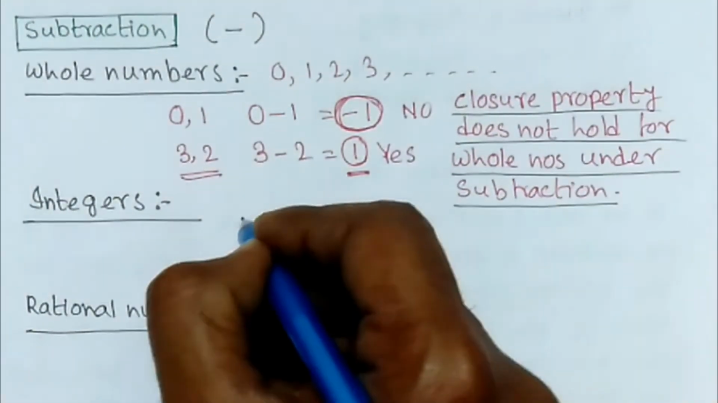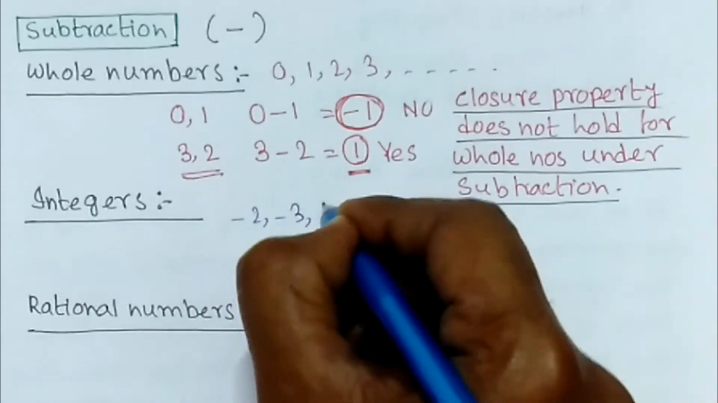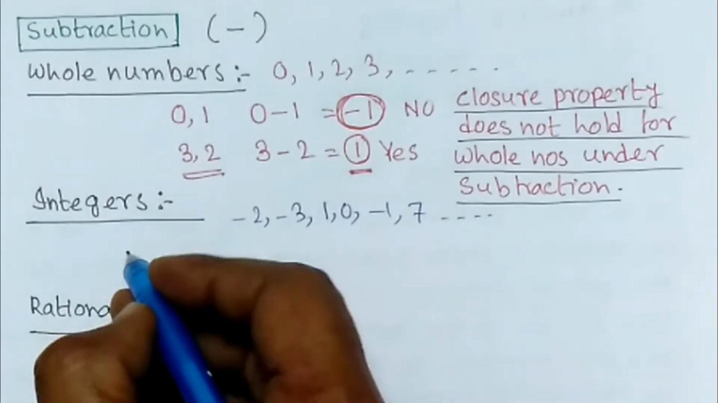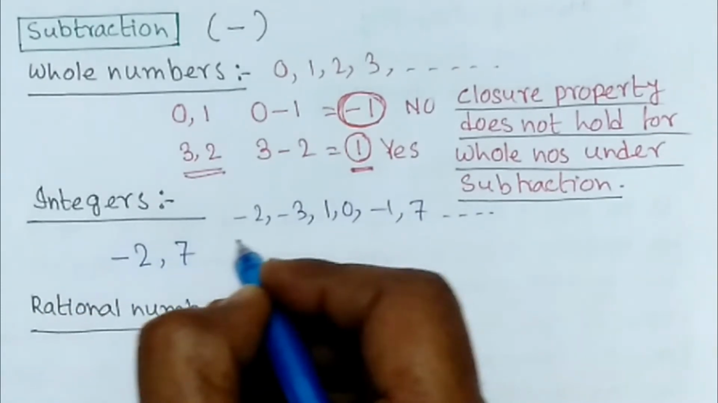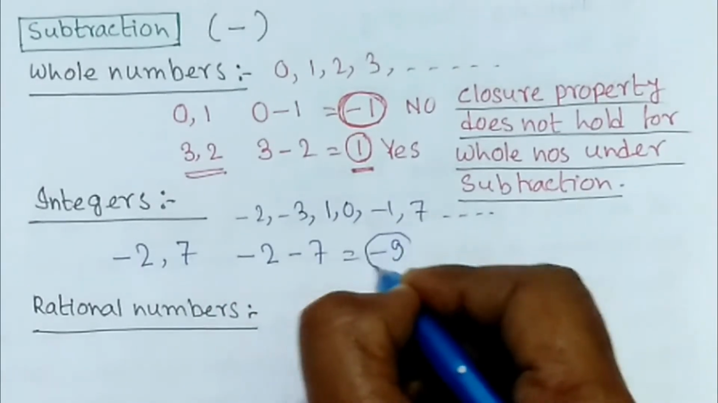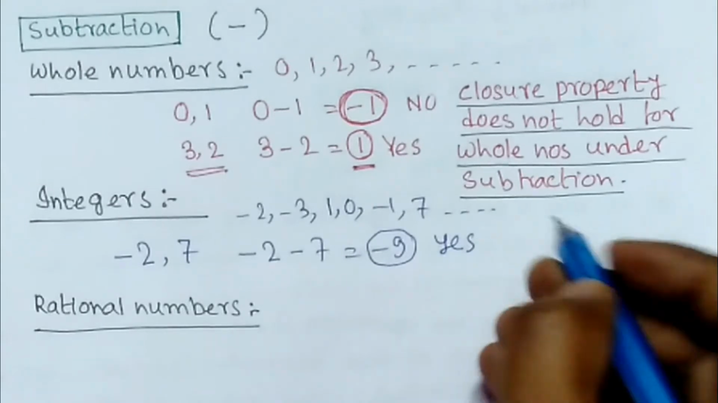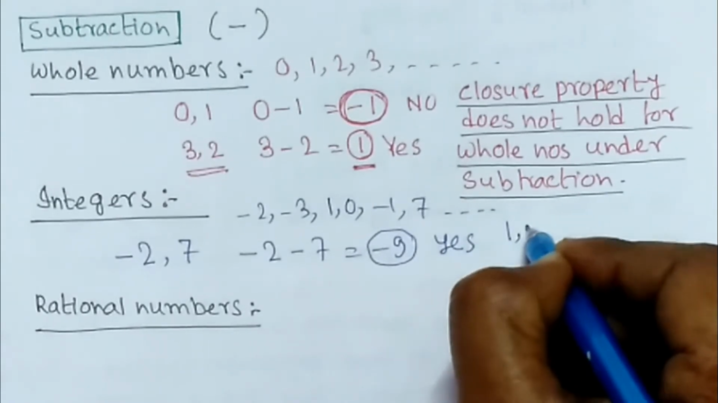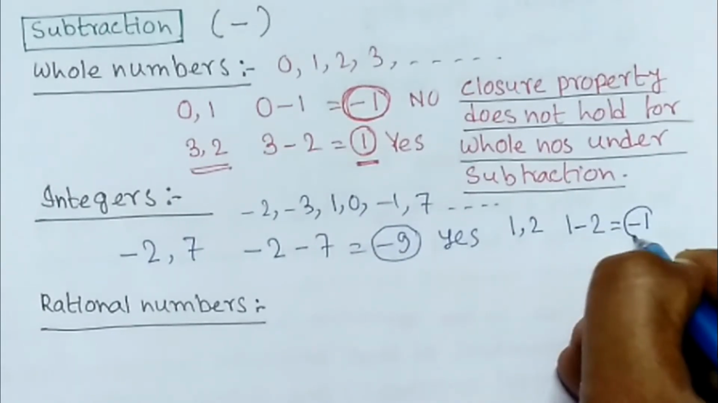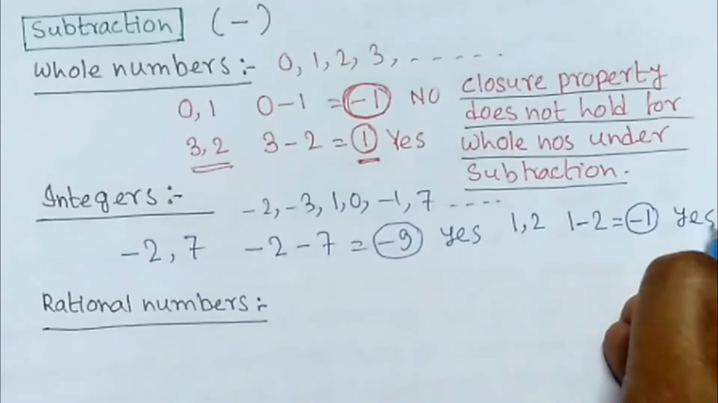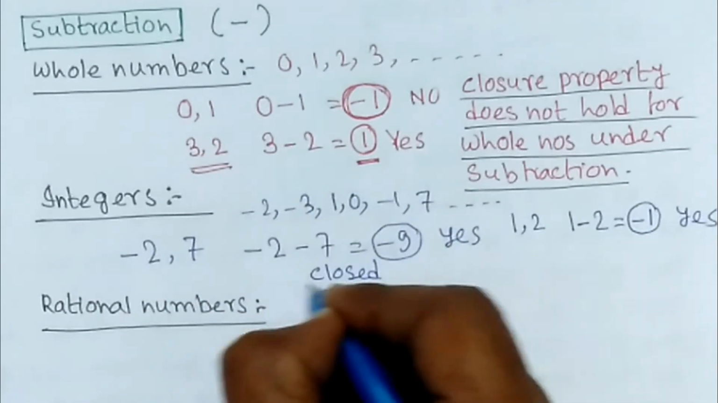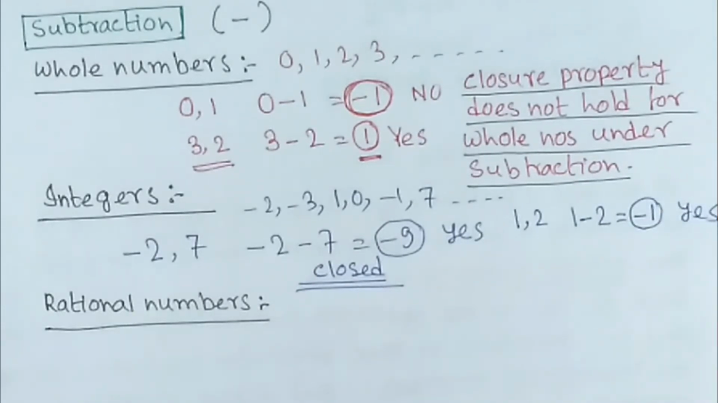Clear? Now for integers. What are integers? Minus 2, minus 3, 1, 0, minus 1, 7, etc. are integers. Now if we take any two integers, suppose minus 2 and 7, and do the operation subtraction, minus 2 minus 7 gives us minus 9, which is also an integer, right? Again, if we choose 1 and 2 and subtract them, 1 minus 2 gives us minus 1, which is also an integer, right? So here we say that integers are closed under subtraction. So the closure property holds for integers under subtraction.